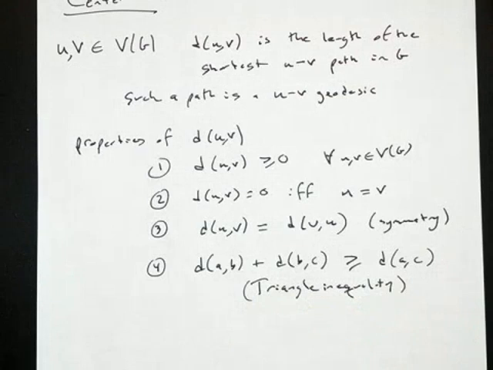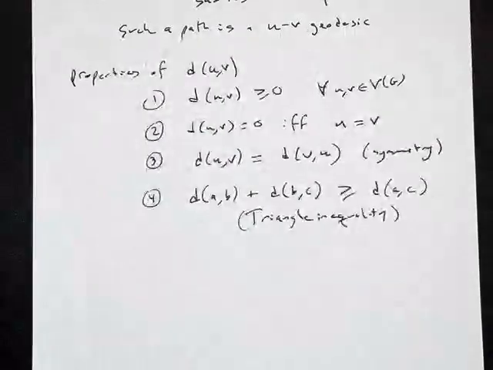Now, Abigail, if I have an AB geodesic and a BC geodesic, and there is no other way to get from A to C except to go through B, then this will be equal. But there might be a shorter path. With these four properties, sometimes 1 and 2 get combined, we can actually refer to the distance as a metric.